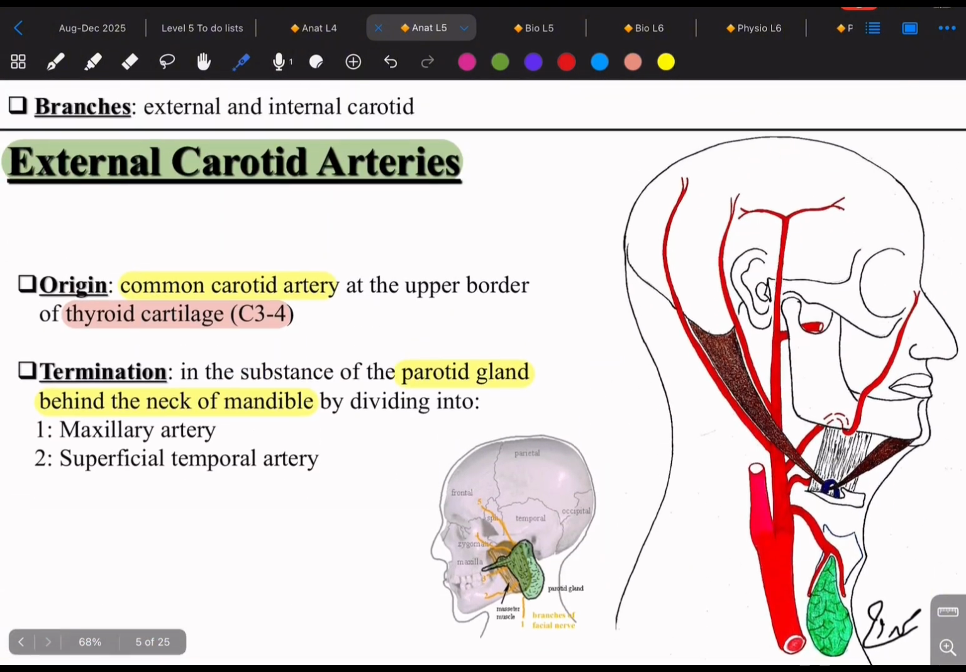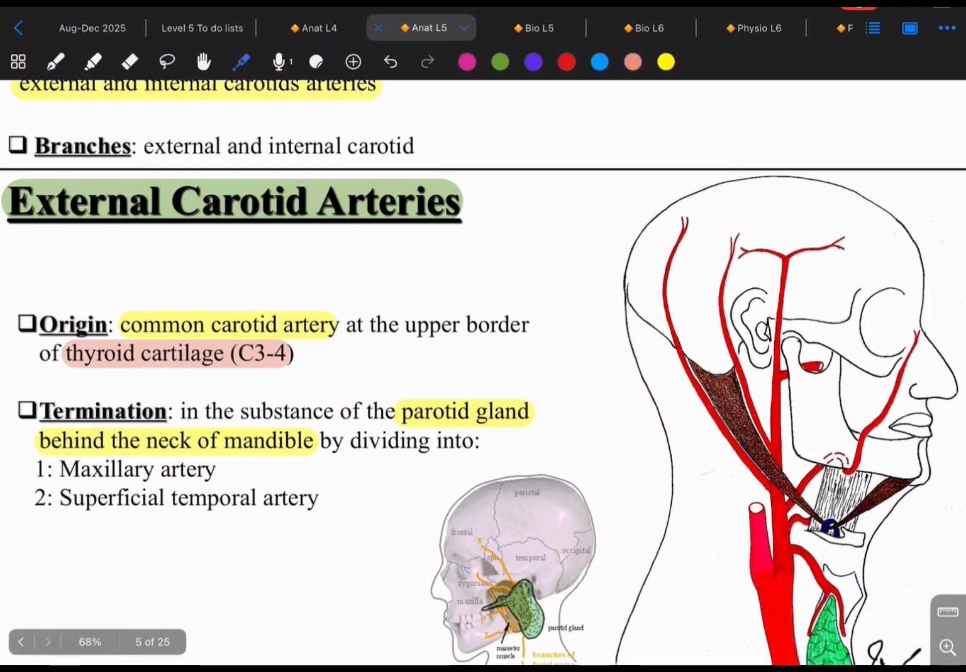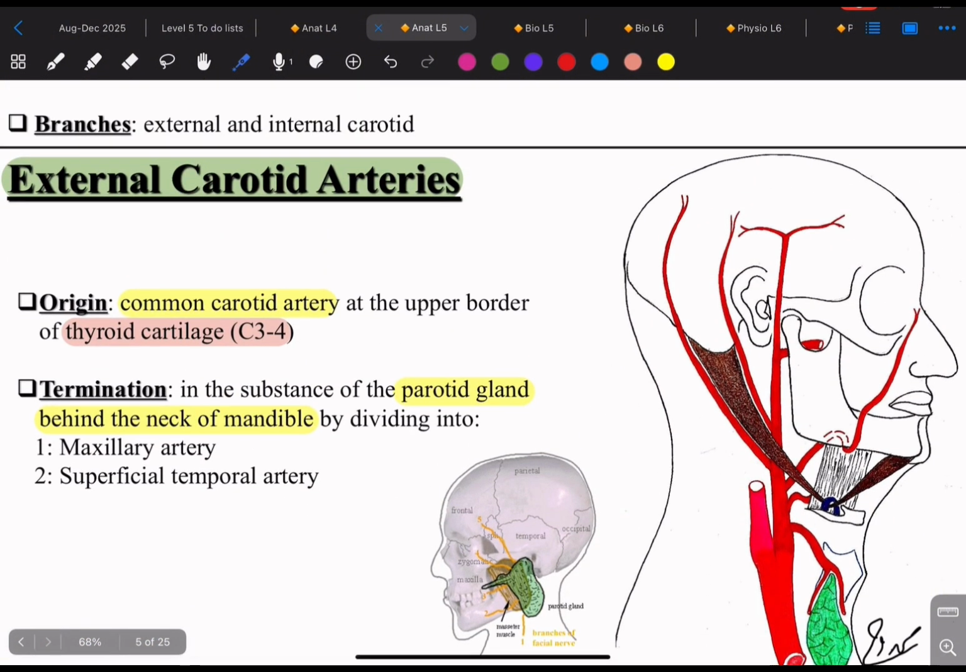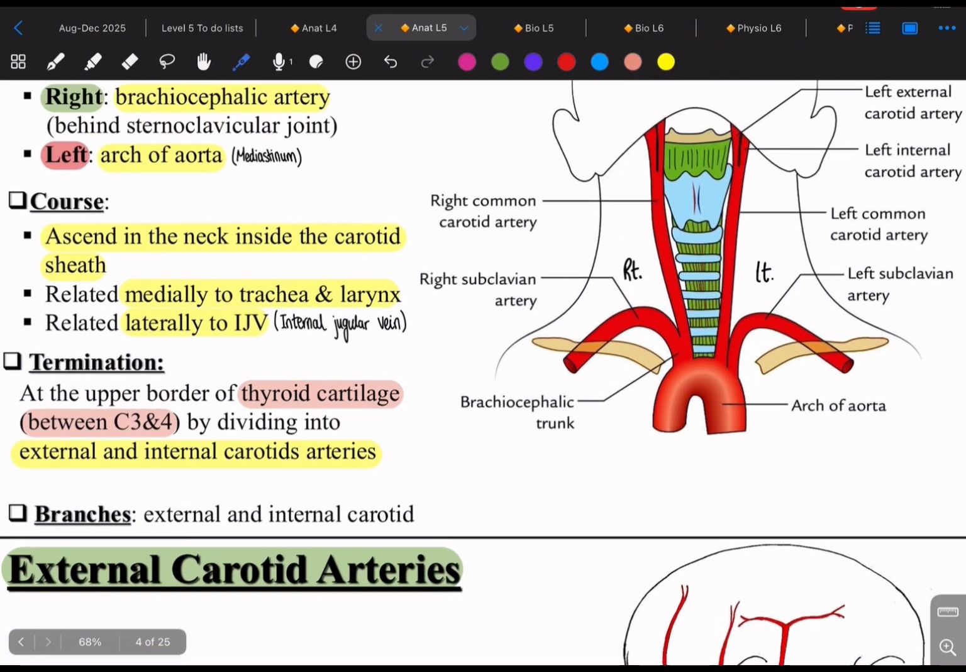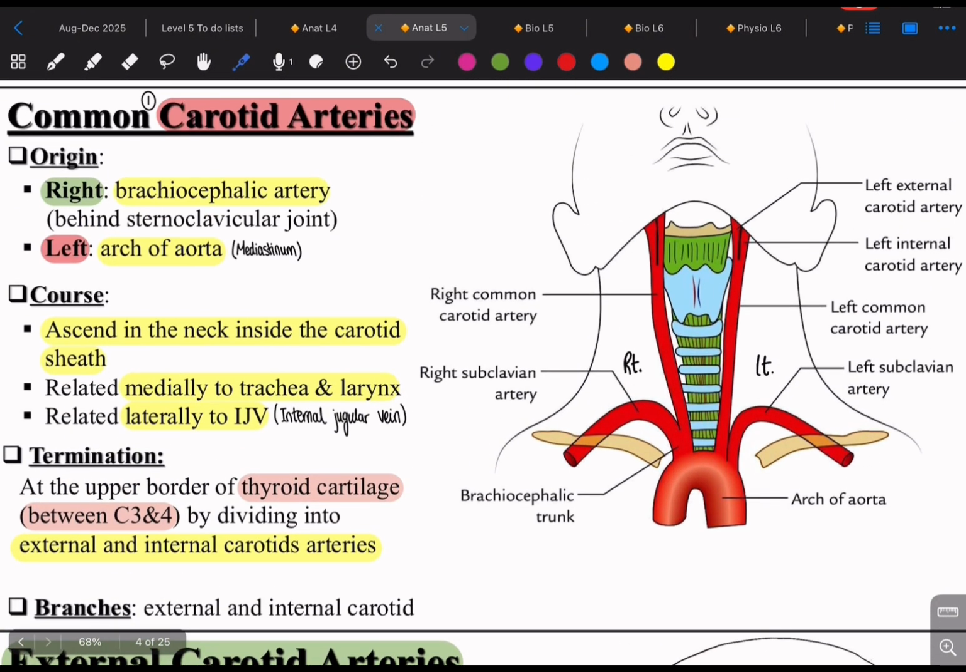So our main focus is going to be on the external carotid artery. Okay? Let's start with the origin. Where is the origin for the external carotid artery? We just mentioned that the termination for the common carotid is going to be when? It's going to be at the upper border of the thyroid cartilage between C3, C4.